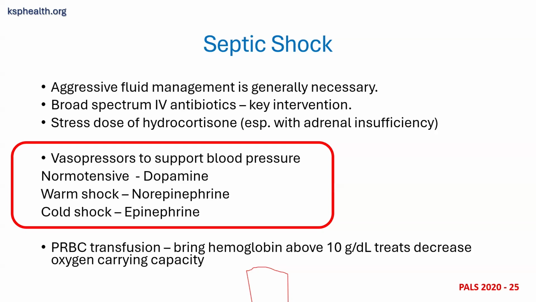With PRBC transfusion, bring hemoglobin above about 10 gram per deciliter, which decreases oxygen carrying capacity. I wanted to say again, this is PALS guidelines, and most of the guidelines limit the transfusion to 7 gram per deciliter.